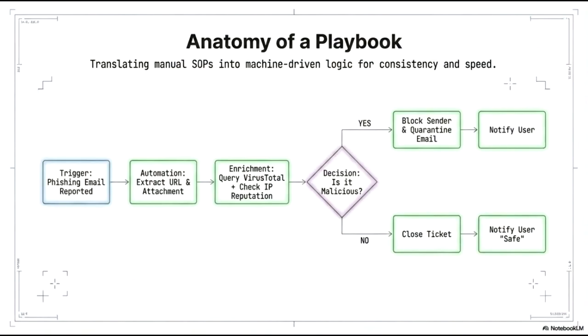During this stage, the system queries external intelligence sources like VirusTotal and checks the reputation of the associated IP addresses to gather actionable data. This leads to a critical decision point where the system evaluates the gathered intelligence to determine if the content is malicious. If the assessment is yes, the playbook automatically blocks the sender and quarantines the email, followed by a notification to the user. If the assessment is no, the system closes the ticket and notifies the user that the email has been deemed safe. By automating these steps, security teams can respond to threats in seconds rather than minutes or hours.